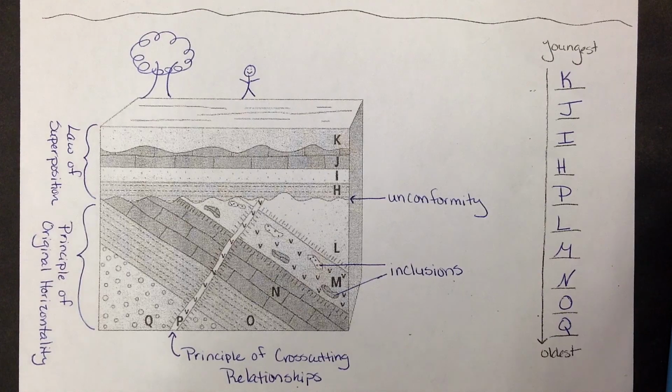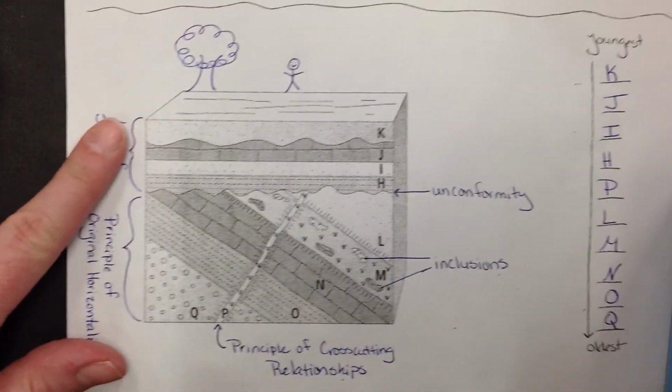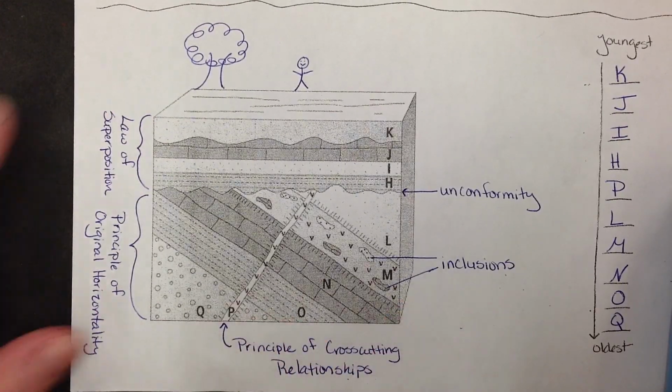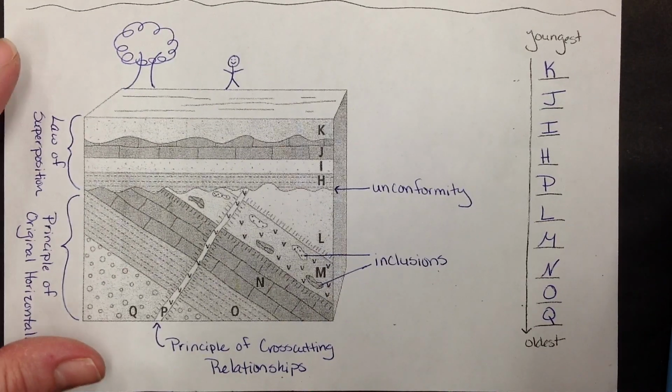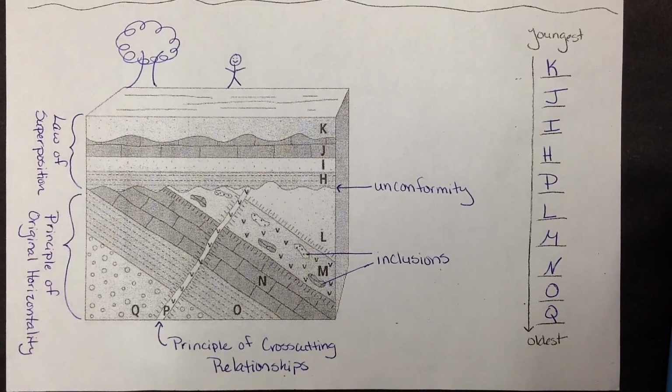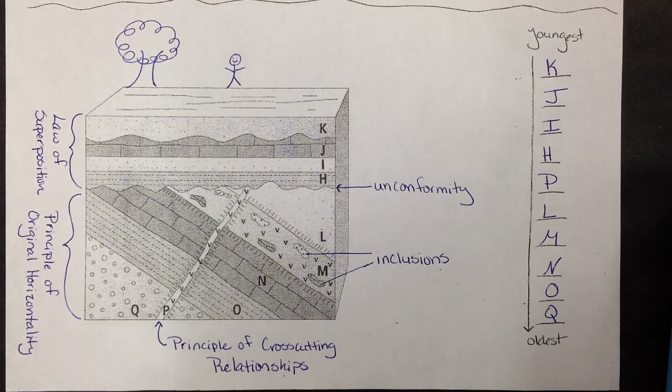So that's an example of how you would use those different principles that we went over yesterday to figure out the order that these rock layers were formed in to kind of tell the story of their geologic timeline. What you're going to be working on next are a couple of worksheets where you're going to put these into practice. Good luck!